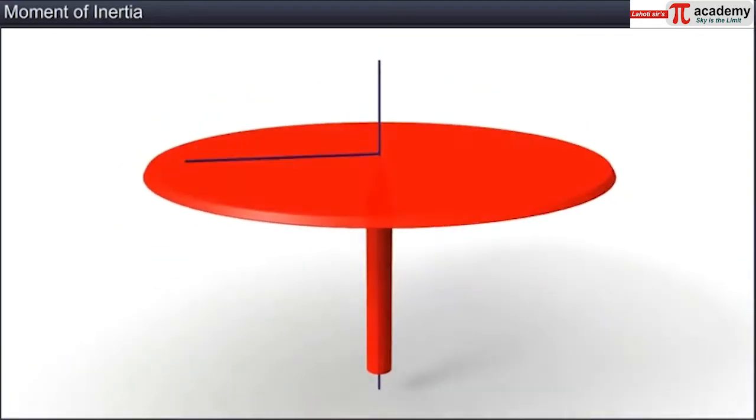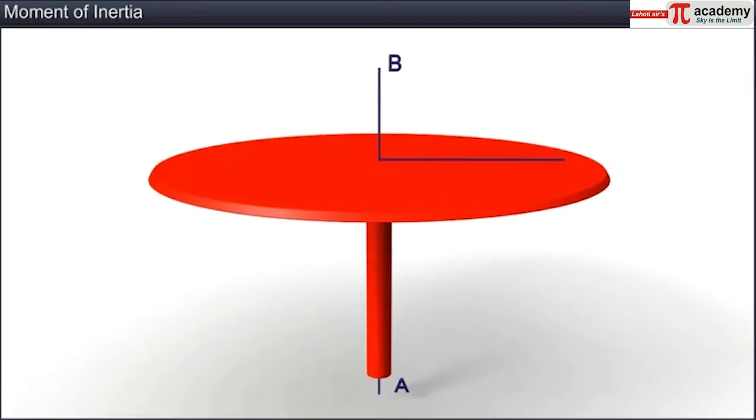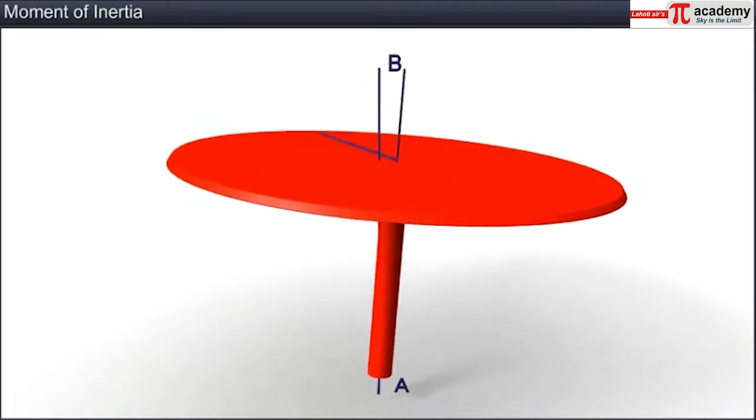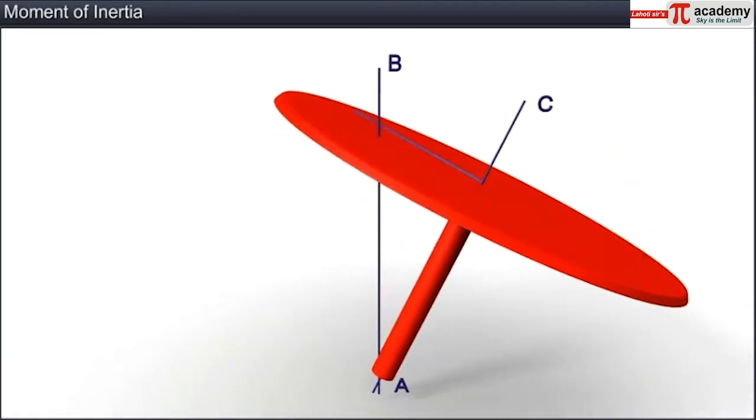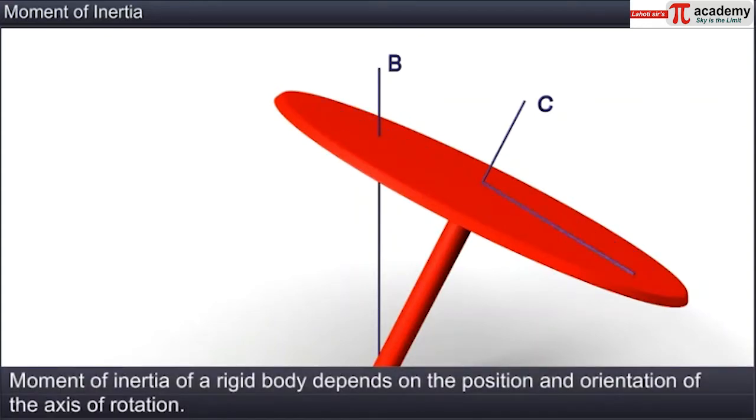Now, if AB is the axis of rotation, and if the platform is tilted slightly as shown, it rotates about a different axis of rotation, AC. But the angular speed of rotation about AB changes, implying that the moment of inertia depends on the position and orientation of the axis of rotation.